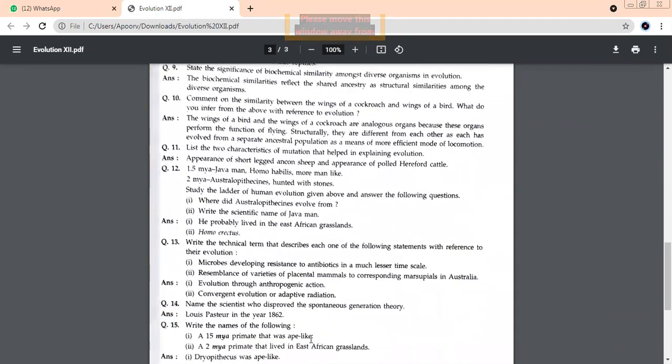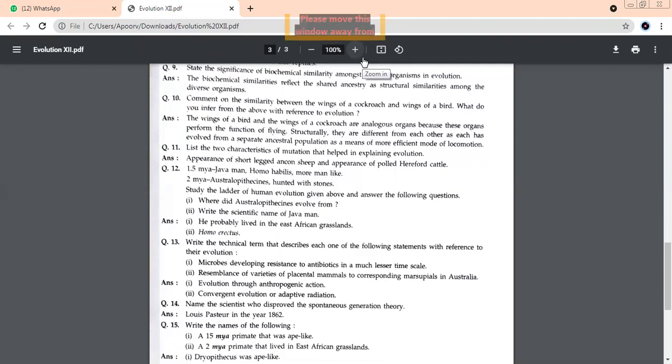Can I have the sequence once again from you, children? First one: Dryopithecus. Next, Ramapithecus. Next, Australopithecus. Next, Homo habilis. Good. Next, Homo erectus. Next, Neanderthalensis. And the last one, Homo sapiens.